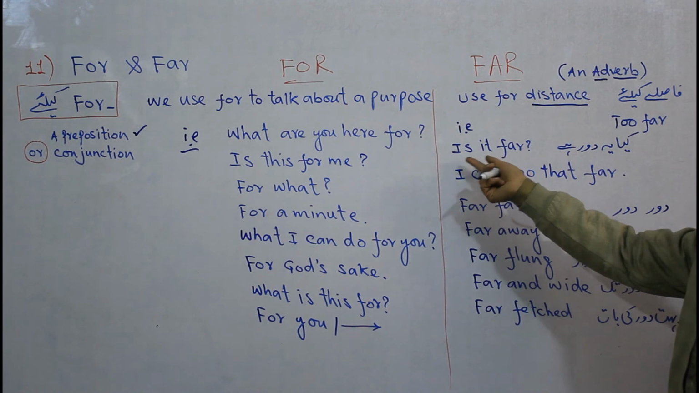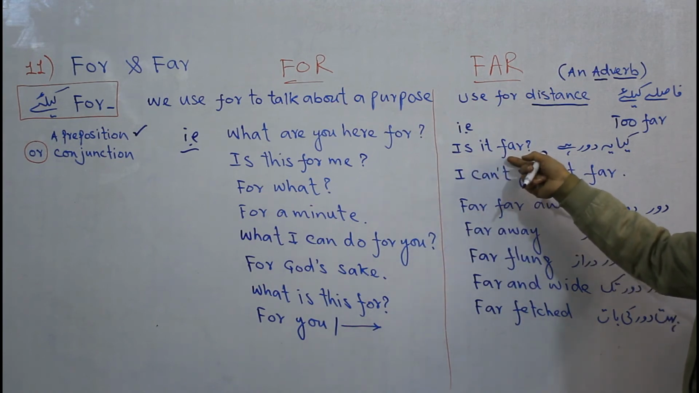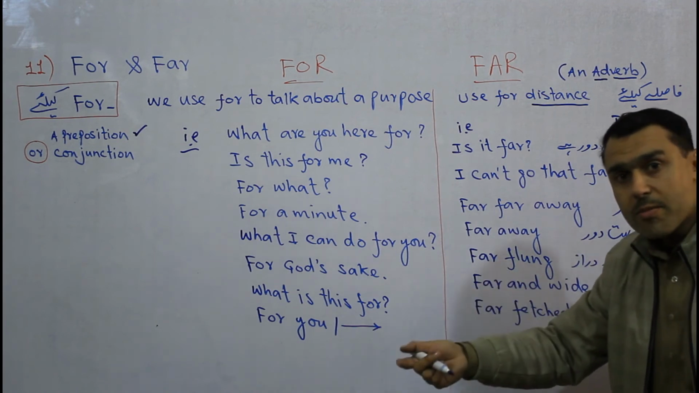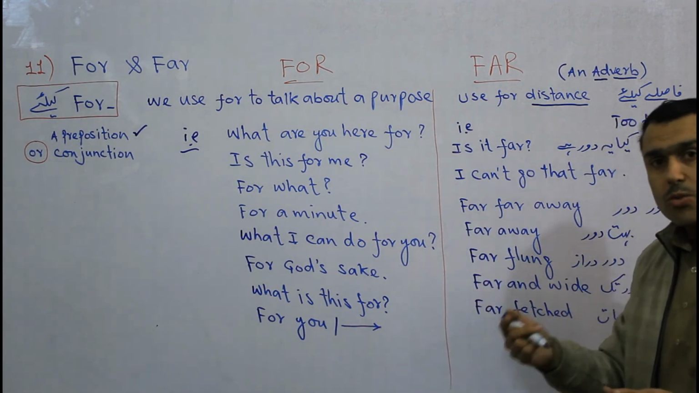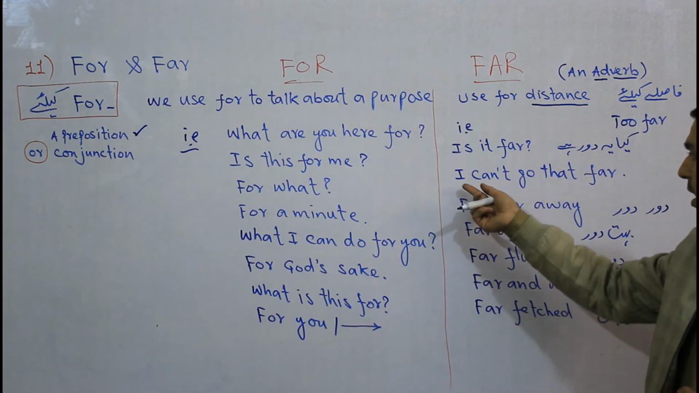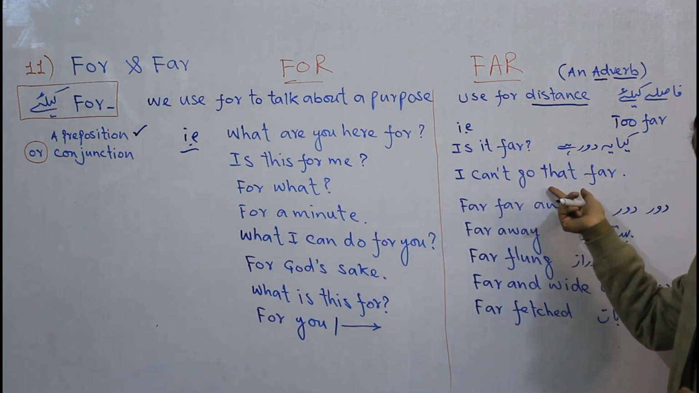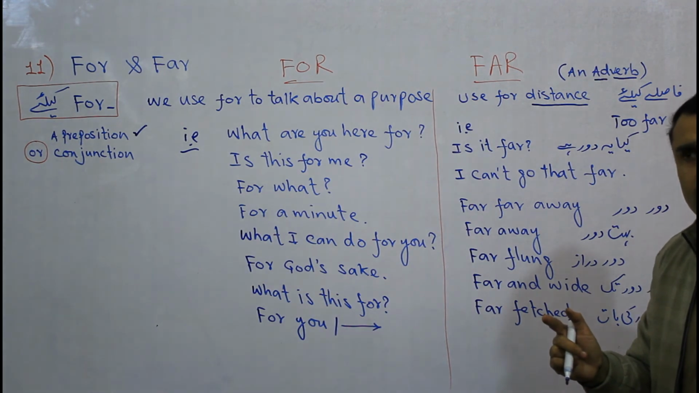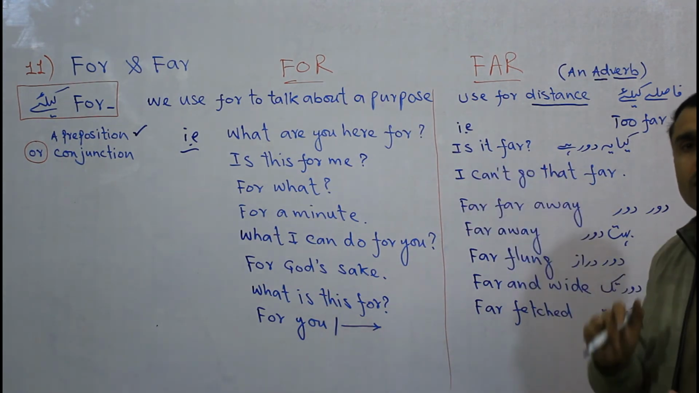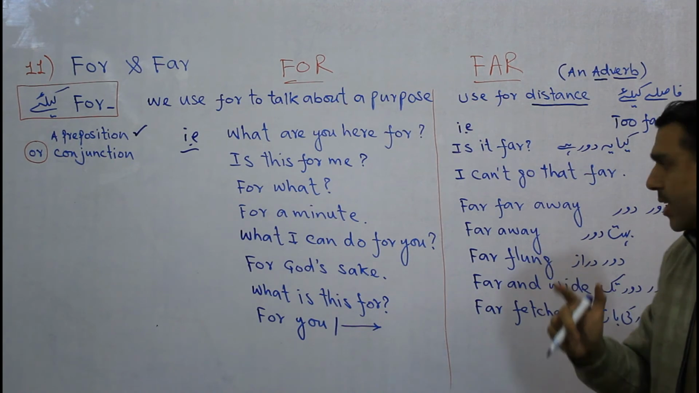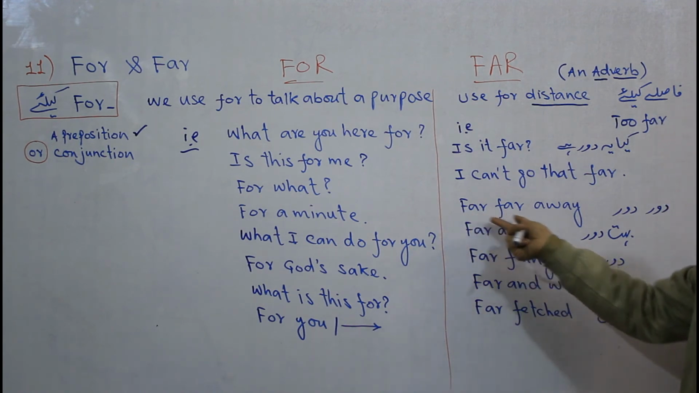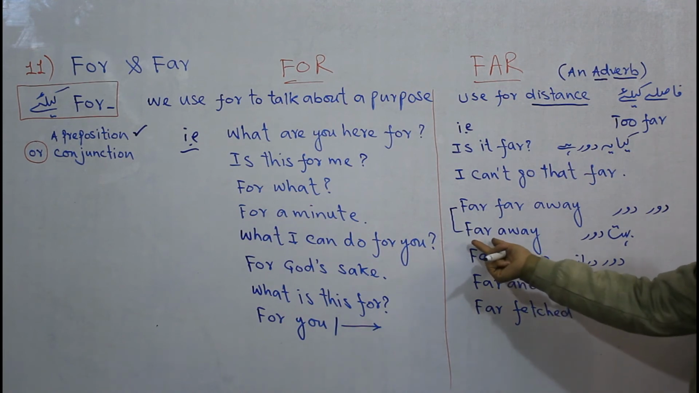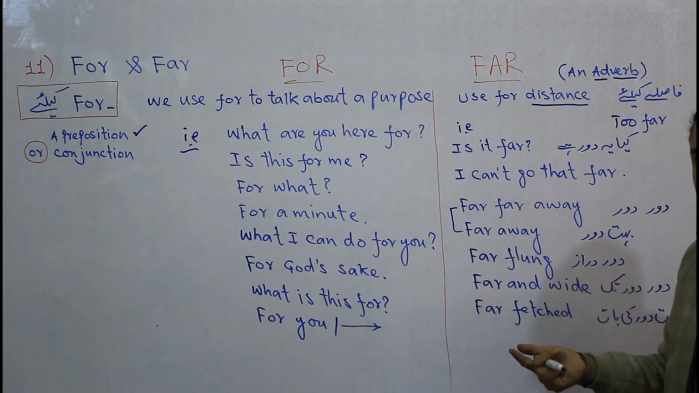Is this far, or is it far? क्या ये दूर है? Is it far away from here? क्या ये यहाँ से दूर है? I can't go that far. मैं इतने दूर नहीं जा सकता. Can you go that far? क्या आप इतने दूर जा सकते हैं? Far, far away. बहुत बहुत दूर. Simply we can use it's far away.